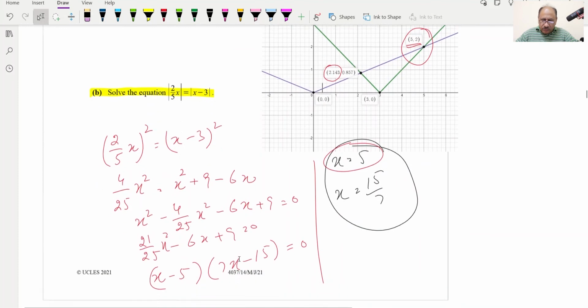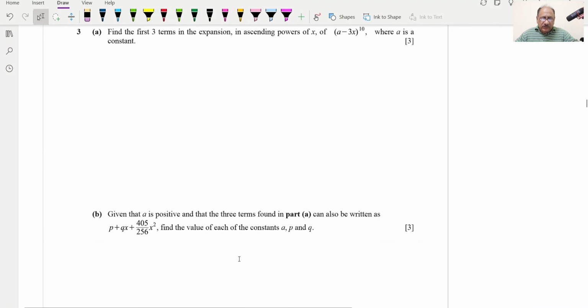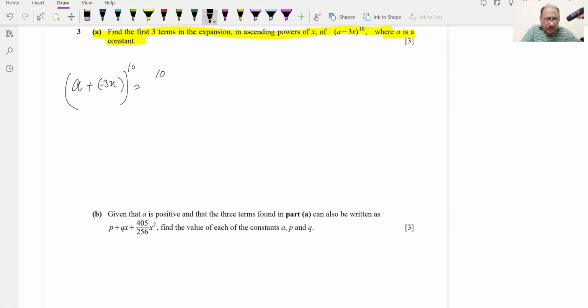Hopefully you understood everything. Now we can move to question number 3. Question number 3 is saying: find the first three terms in the expansion in ascending powers of x for (a minus 3x) raised to the power 10, where a is a constant. So we can expand (a plus (minus 3x)) whole raised to the power 10, and this one we can write as 10C0.